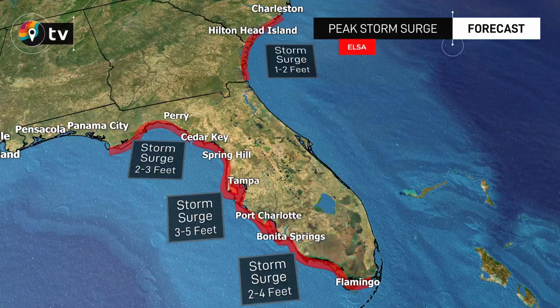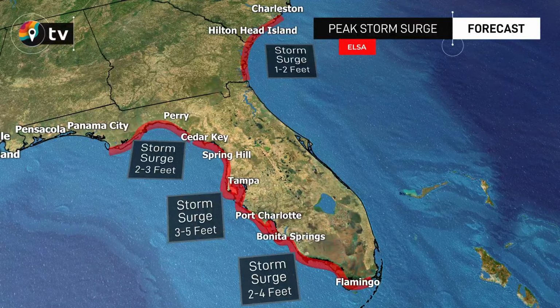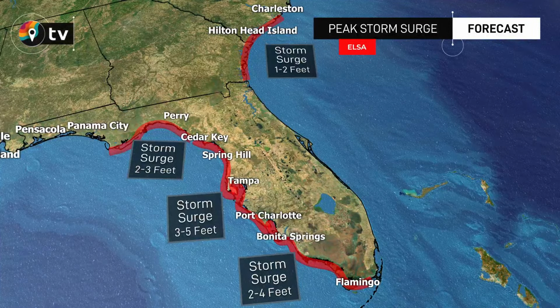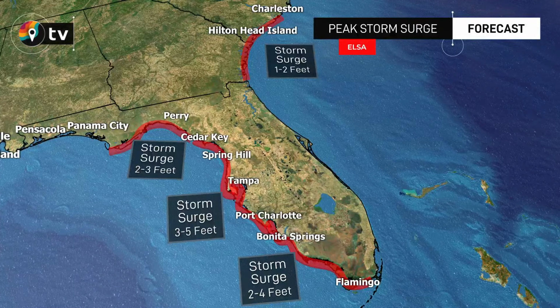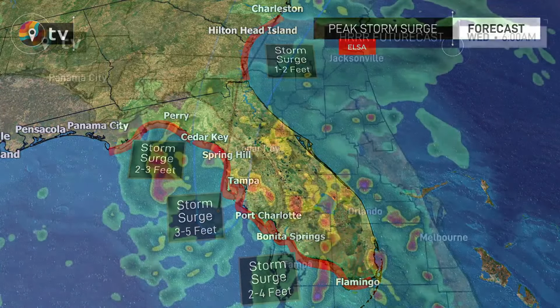But then notice South Carolina, Georgia, that includes Hilton Head Island, just barely up and into Charleston, and even Savannah, Georgia: 1 to 2 feet of storm surge anticipated for those areas.